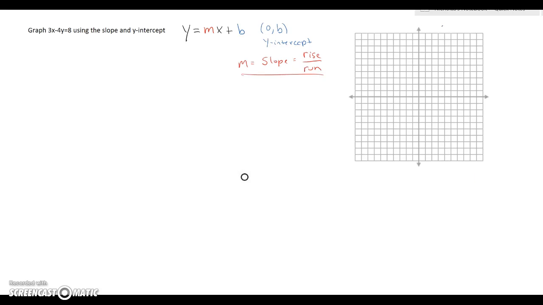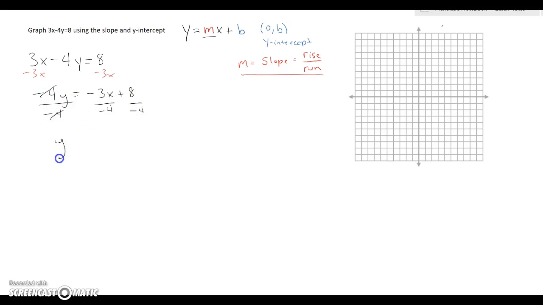Take a look at this one. You see it's not in y equals mx plus b form, so the first thing we want to do is solve 3x minus 4y equals 8 for y. How do we do that? We're going to start by subtracting 3x from both sides, and we're going to end up with -4y equals, again, you see we want our x term next to our equal sign, so this is going to be -3x plus 8. Divide by -4, divide by -4, divide by -4.